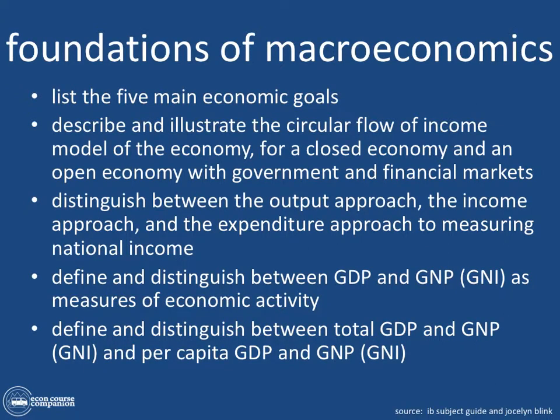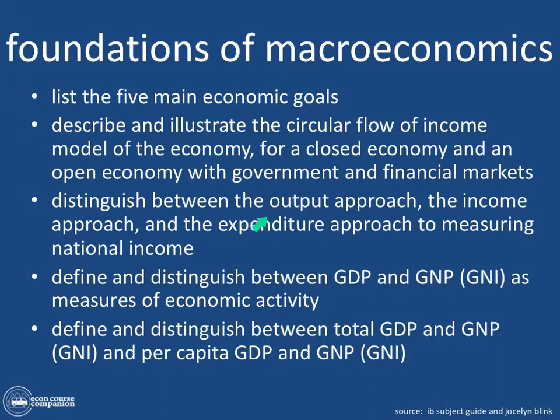When you finish this chapter, you need to be able to list the five main economic goals. You need to be able to describe and illustrate the circular flow of income model of the economy for a closed economy and an open economy with government and financial markets. Can you do that? If you can't, stay up and study. If you can, go to bed or continue on to make sure that you can do the rest of it.